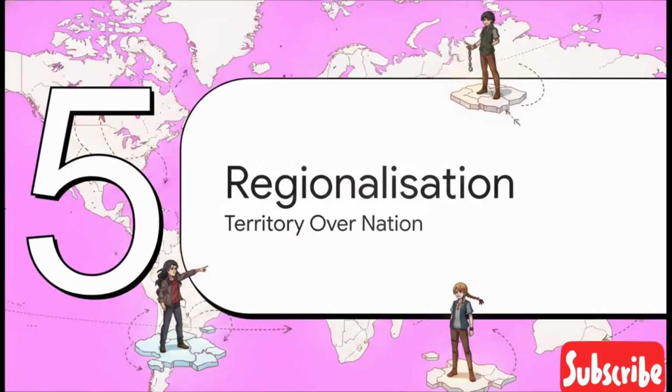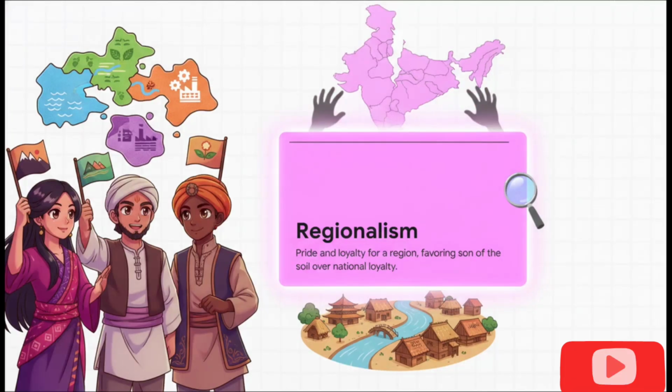Section 5. The push for regionalization. Territory over nation. We're now going to shift our focus to the second major threat to national unity. And this one fragments a nation not based on religion, but based on geography.